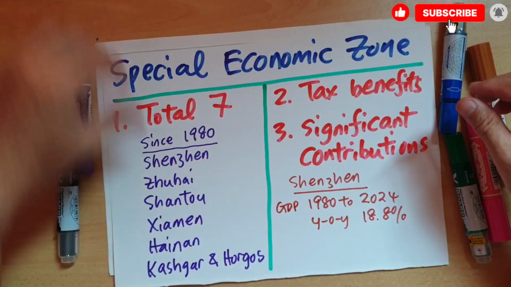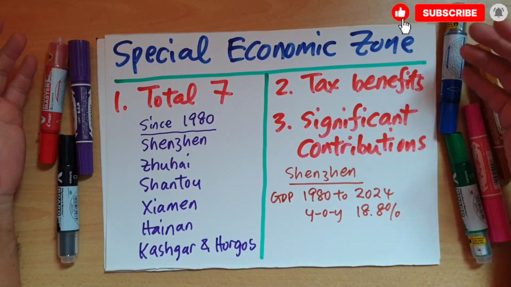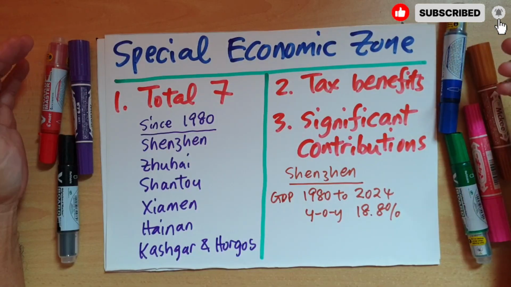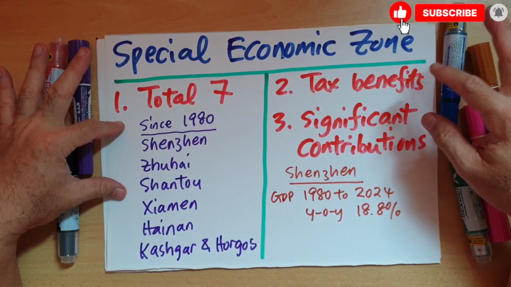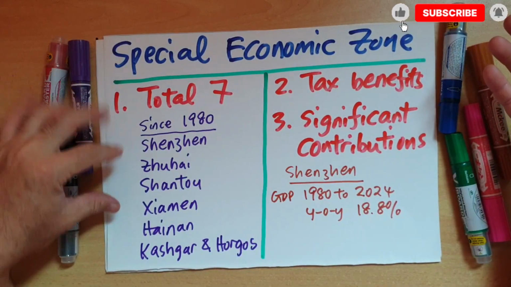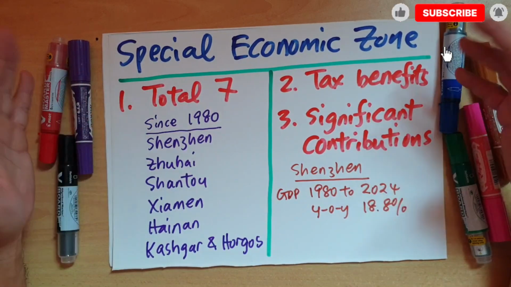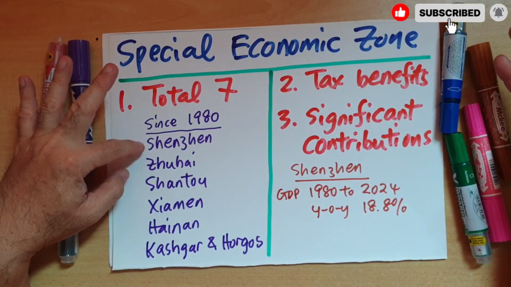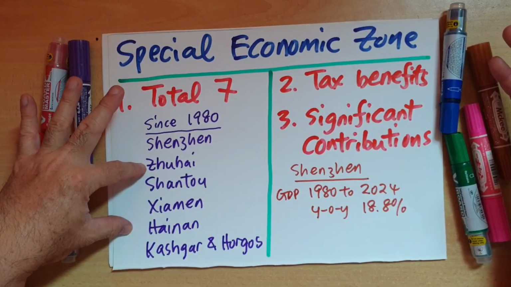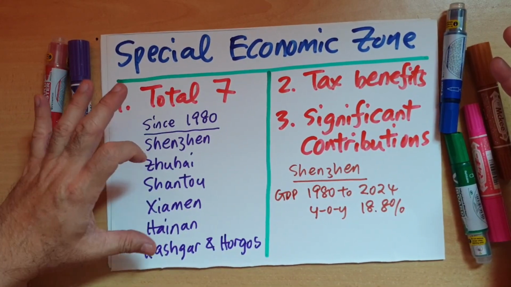Now, the last one that we're going to talk about is called the 经济特区, or the Special Economic Zone. Up to now, there are 7 of them. This creation of the Special Economic Zone started in the year 1980. So which are the 7 of them? We have Shenzhen, Zhuhai, Xiamen, Shantou, Hainan, and 2 in Xinjiang.